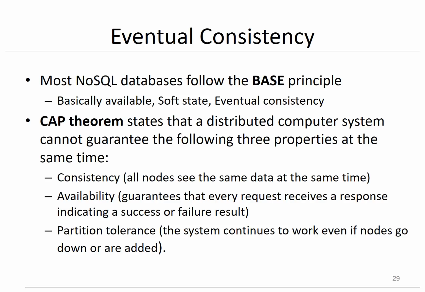Consistency, all nodes see the same data simultaneously; availability, which guarantees that every request receives a response indicating a success or failure result; and partition tolerance, which implies that the system continues to work even if nodes go down or are added. Standalone RDBMSs need not bother with partition tolerance, because there's only a single node, so they can focus on consistency and availability.